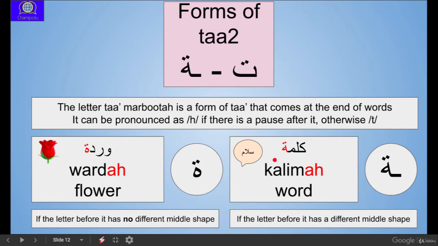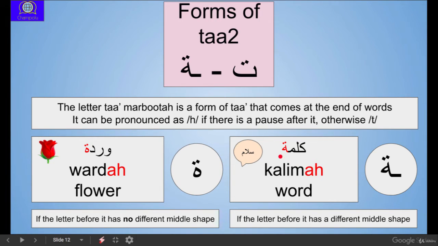One important thing about it is the pronunciation, because it has two different pronunciations. Normally, if the word that ends with ta marbuta comes separately, or there is a pause after it, you'll find that it is pronounced as ha. That's why when we say kalima, you'll find that it ends with a h sound.